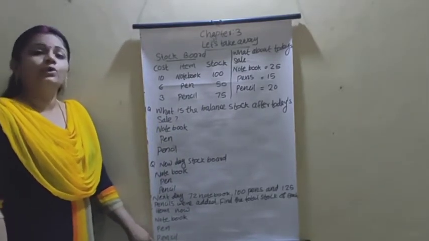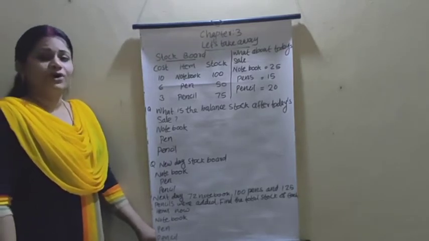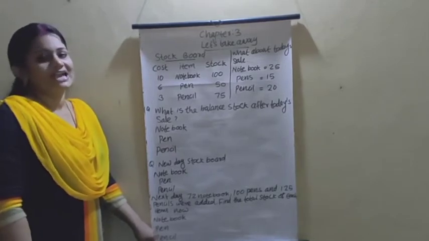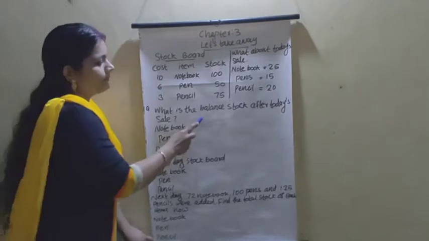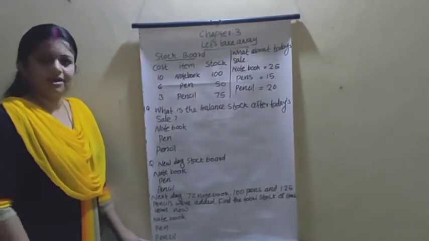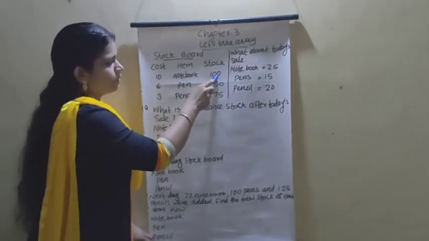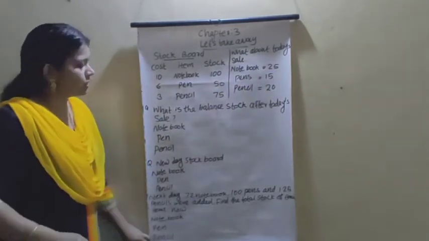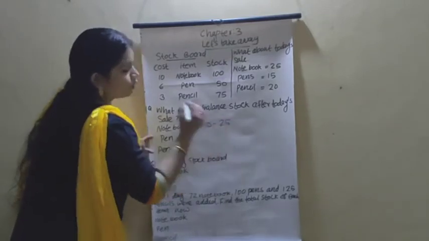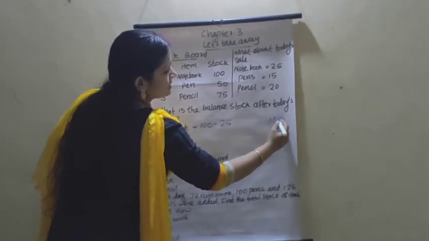Balance stock. How to find the balance? Do addition or subtraction? Yes, you do the subtraction. Balance means you do the subtraction. First of all, on the stock board, how many notebooks? 100 notebooks. Then how many notebooks sold? 25. So you are writing what? 100 minus 25. Then do the problem here.